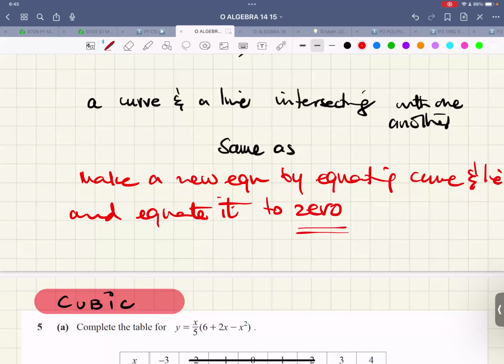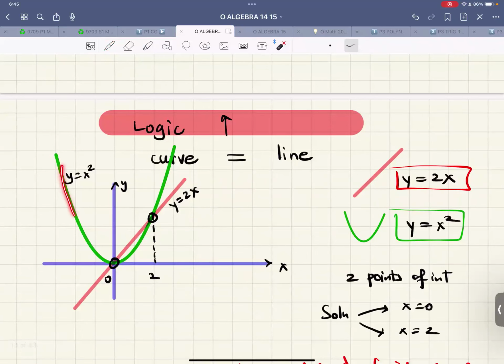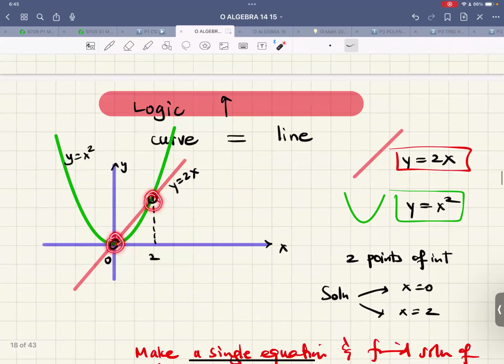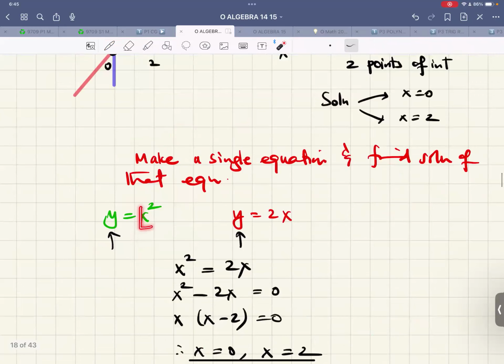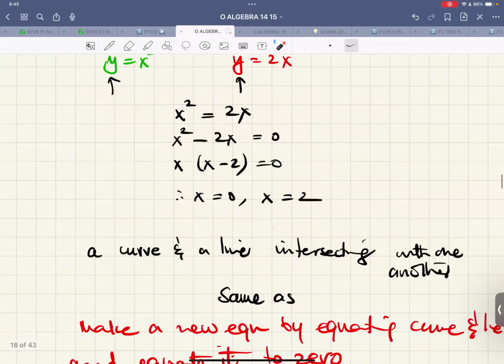Do you understand this thoroughly? Just acknowledge it on the WhatsApp. What I'm saying is this. You have the equation of a curve. You have an equation of a line. These two intersecting with one another will give me the same solution if I make them both equal to y. If I take x squared from here, 2x from here, make a new equation, equate it to 0, that will give me the same answer.